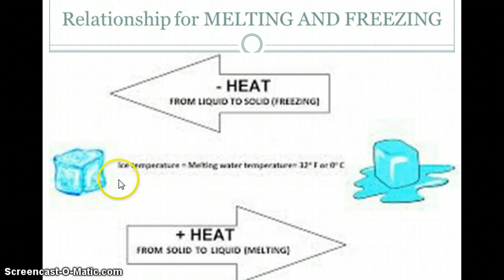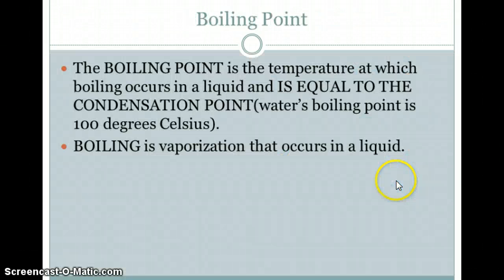And you can just do it this way if you would like. So you have an arrow going left. When you subtract heat from a liquid, you go from a liquid to a solid and you freeze. So when you take out heat, or you get colder, in this example water will go from a liquid to a solid and it freezes. If you add heat to a substance, in this example water, you will go from a solid to a liquid and that will be melting.